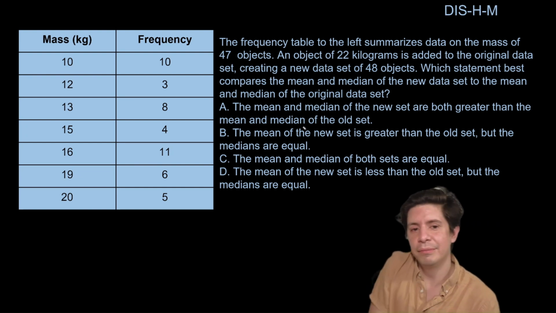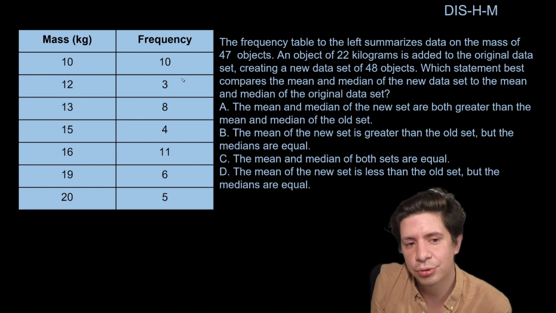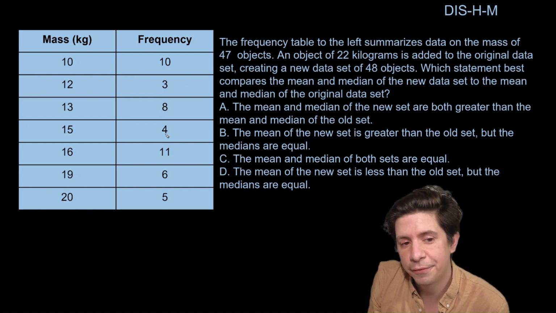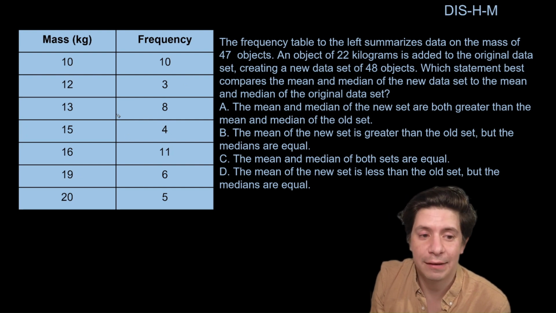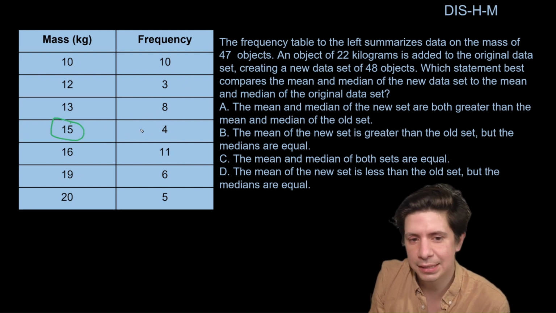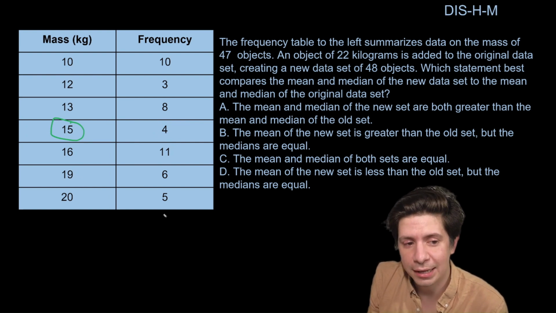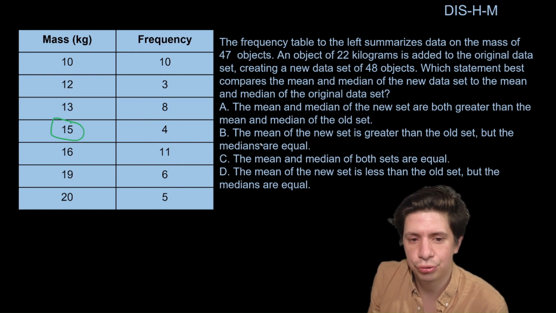The way we can find the median, 47 objects. This is in order from least to greatest, so we'll go to the 24th object. So it'll be 10, 13, 21. The 24th and 25th objects are here. When we add in the new one, we're basically finding the 24.5th object, so it's still 15. It's staying the same. Then the mean of the new set is greater, yes, because we're adding a bigger number than we had, but the medians are equal. That is true, so it should be B.